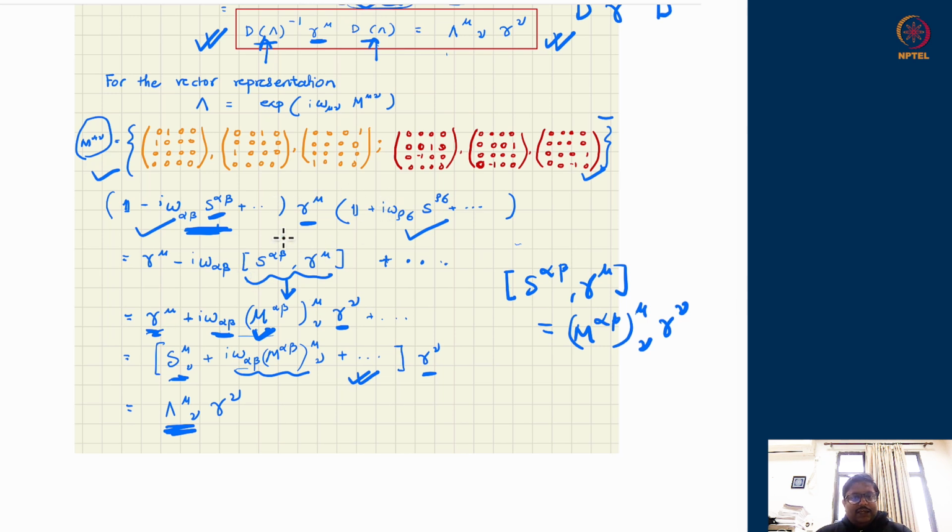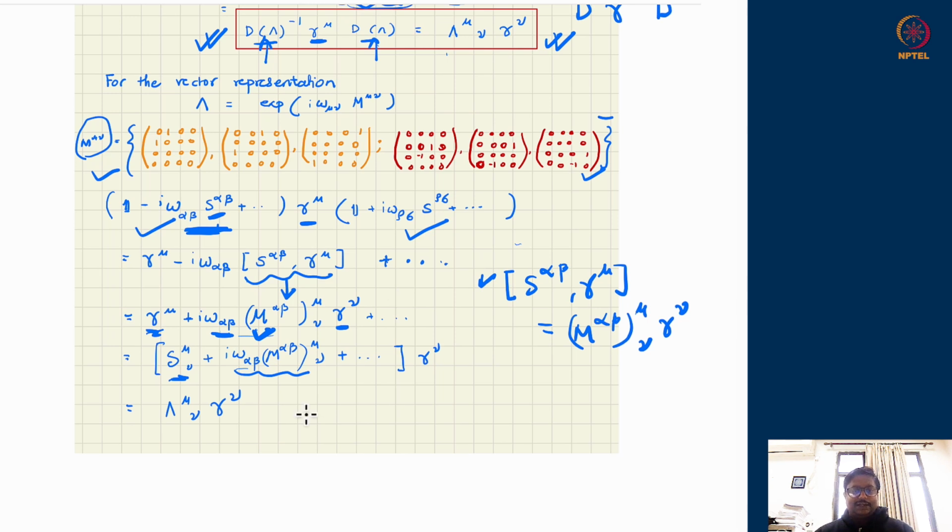So I started with a spinor representation of Lorentz transformation, put the D inverse and D on both sides. I use an identity which I have not proven, but it is easy to prove, that the commutator of the spinor representation generators and gamma mu leads to a vector representation generator. S was the generator for the spinor transformation, gamma mu was a gamma mu matrix. Their commutator generates a matrix which is 4 cross 4, but this is a generator of the Lorentz transformation in the vector representation. So ultimately the whole thing over here becomes a vector representation of Lorentz transformation. Okay, so this is a straightforward algebra. There's nothing much to look at. The only thing is that you should prove this identity, which we will do in the next class.